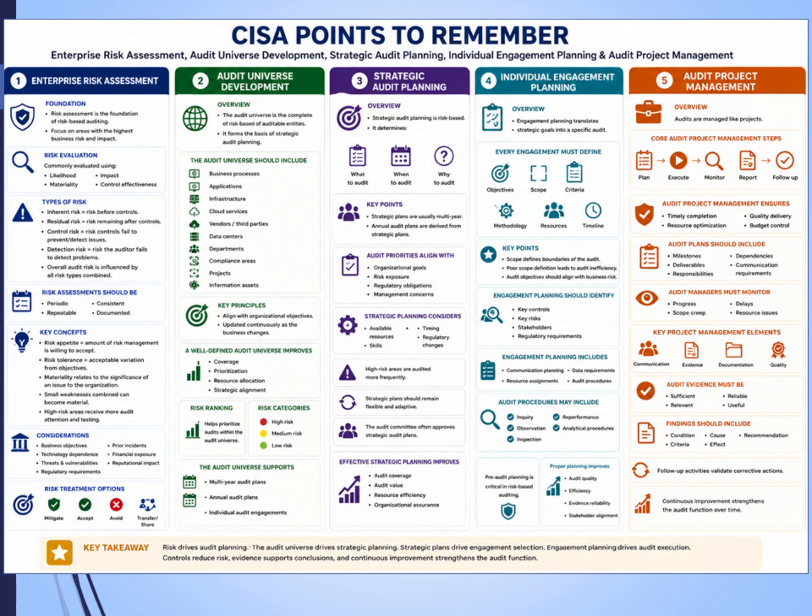Individual engagement planning converts strategic goals into a specific audit engagement. Every engagement should clearly define objectives, scope, criteria, methodology, resources, timelines, and communication requirements. Poorly defined scope is a common audit weakness and can lead to inefficiency and ineffective audit results.